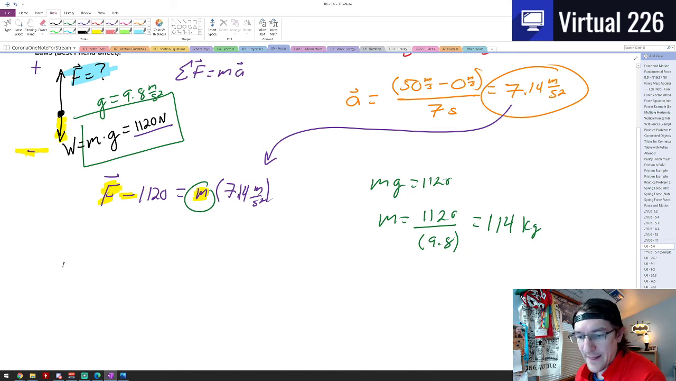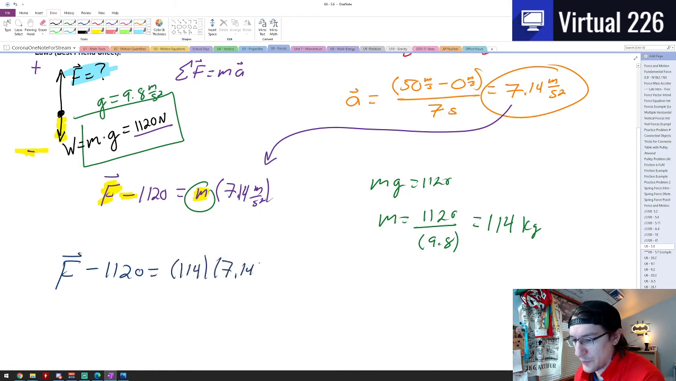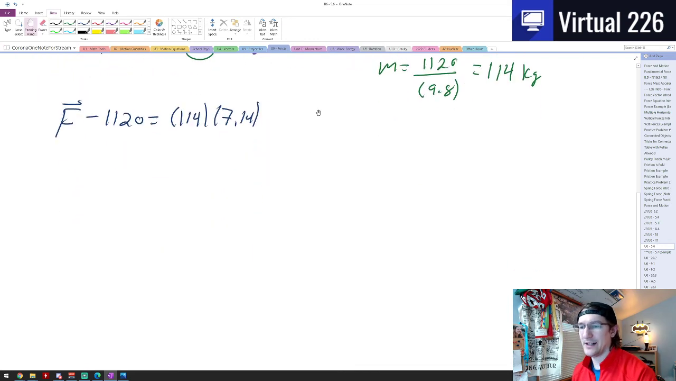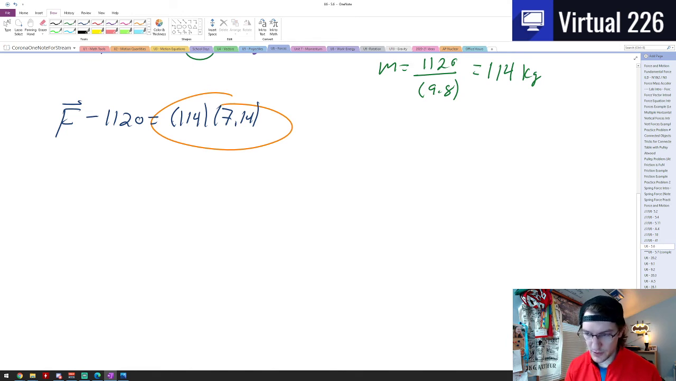So we can just say that the force that we're looking for minus 1120, the weight, equals 114 times 7.14. And at this point, we just need to solve this out. This is a pretty basic math problem. Let's multiply these together. So 114 times 7.14 is going to give me 813.96. So let's just call it 814. So 814 newtons, F minus 1120.